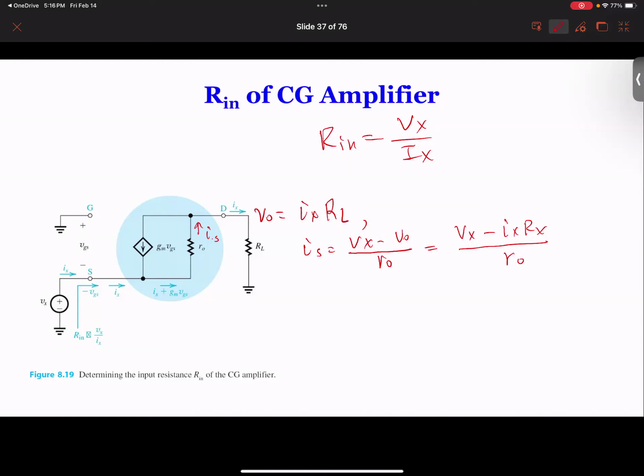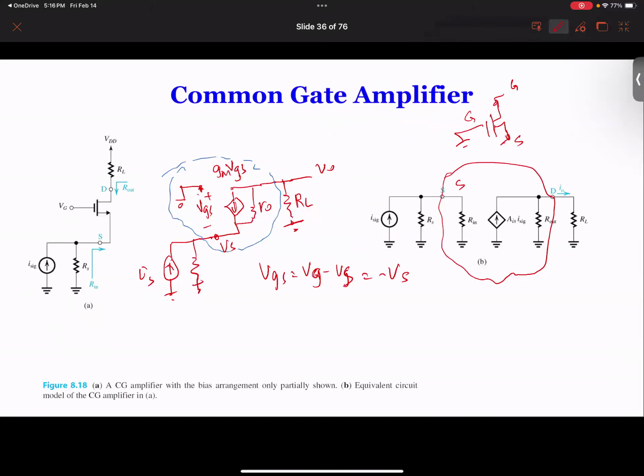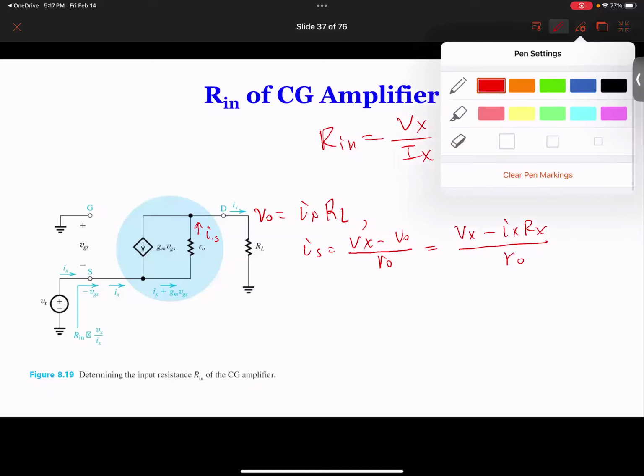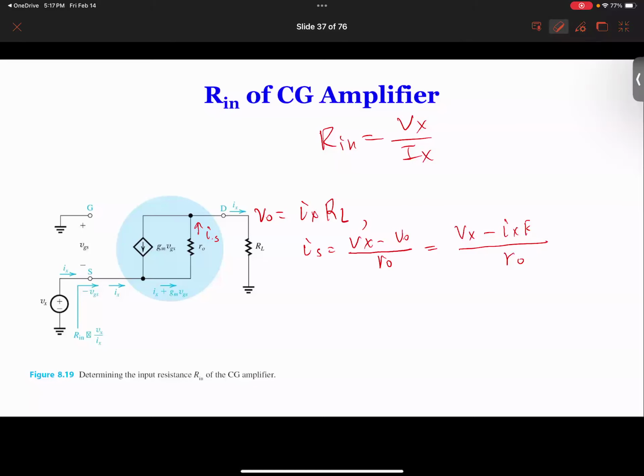Rx. Yeah, Ix times RL. This is RL. Yeah, but you wrote Ix. Oh, I wrote Ix. Thank you. All right. So now we need to find the total of Ix here.